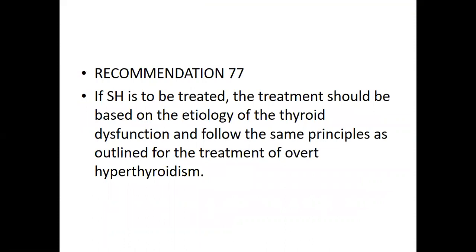If subclinical hyperthyroidism is to be treated, the treatment should be based on the etiology of the thyroid dysfunction and follow the same principles as outlined for the treatment of overt hyperthyroidism. So subclinical hyperthyroidism, when to treat? If the patient is greater than 65 years of age and TSH is less than 0.1 microunit per liter, then these patients should be treated. So any patient greater than 65 years with a low TSH should be treated.